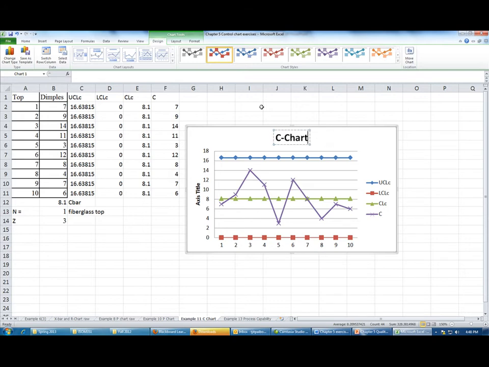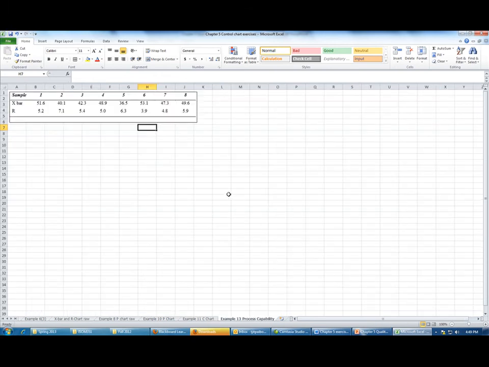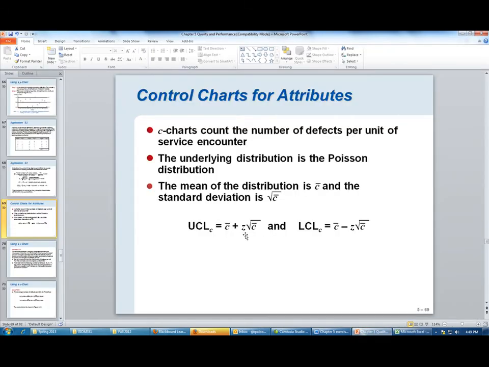Okay, and we call the process in control. Okay, don't forget to save it to use it further. Okay, so we finished all of the control charts. I hope you guys are comfortable using the P chart.